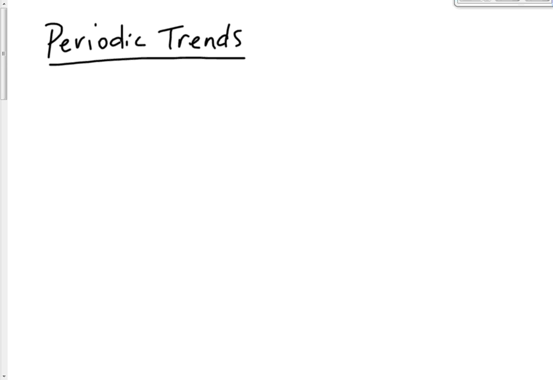All right, let's talk about periodic trends. There are going to be 4 trends that you need to know. These are just trends that the periodic table follows as you're moving left to right or top to bottom, anything like that. So the first one that we're going to talk about is atomic radius.